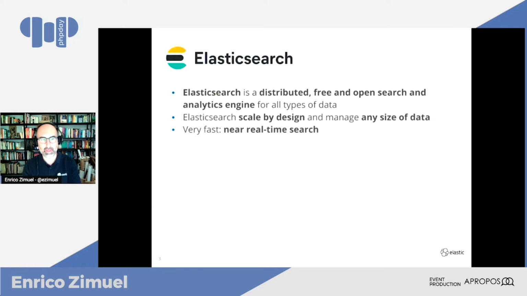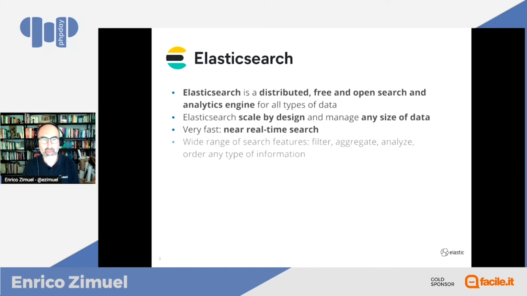It's very fast. I would say this is one of the killer features, not the only one, but for sure the most interesting, because it performs near real-time search. Under the hood, Elasticsearch uses Lucene, which is an Apache project, to perform the search engine activities. And this feature is very helpful for any search application. As I said, there are a lot of features. I will try to give you an introduction to some of them.